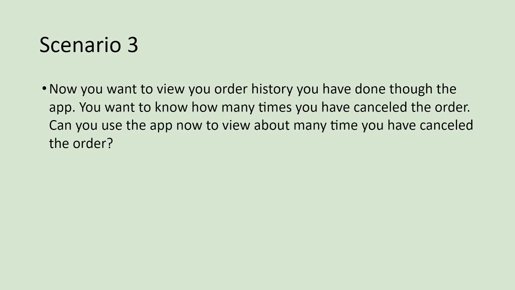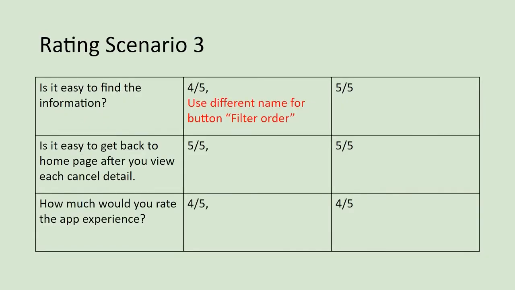I asked them to view how many times they have cancelled an order. So the first question for this scenario is: is it easy to find the information? The first participant rated 4 out of 5 and he said they should use a different name for the button, not "filter order", because it's not common and it's not easy for the user to know what it is for. The second participant, however, rated 5 out of 5. She can easily figure out how to filter orders and just view the cancel status only.